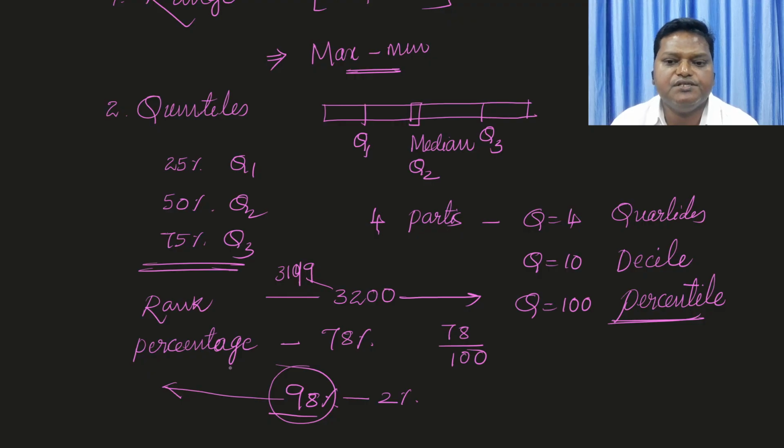So quantiles divide the data into different equal parts. If we divide the data into 4 equal parts, then it is called quartile. If you divide the data into 10 equal parts, then it is called decile. Then if you divide the data into 100 equal parts, then it is called percentile.